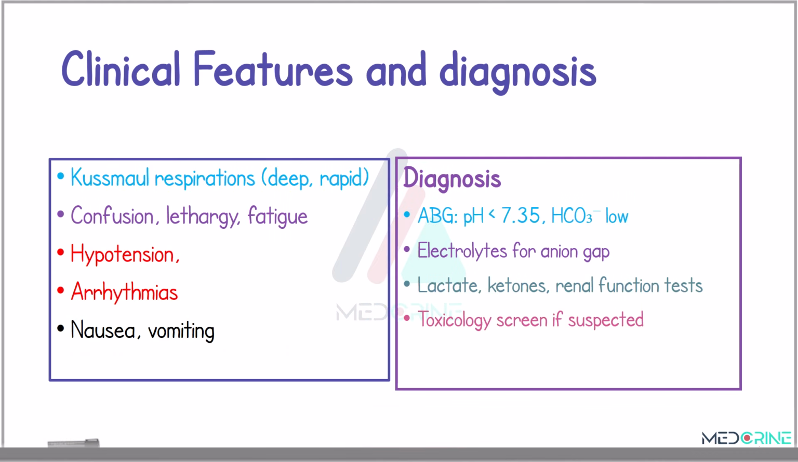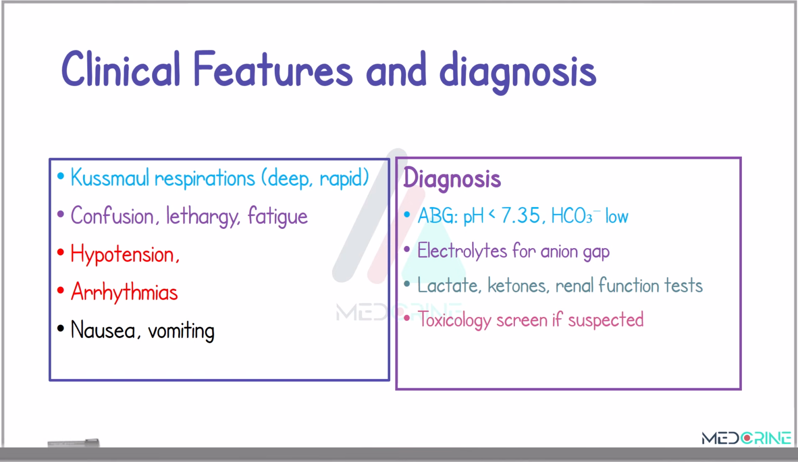The clinical features that we see in patients with metabolic acidosis include deep and rapid respirations known as Kussmaul respiration, confusion, lethargy, fatigue, hypotension, arrhythmias, nausea, and vomiting.